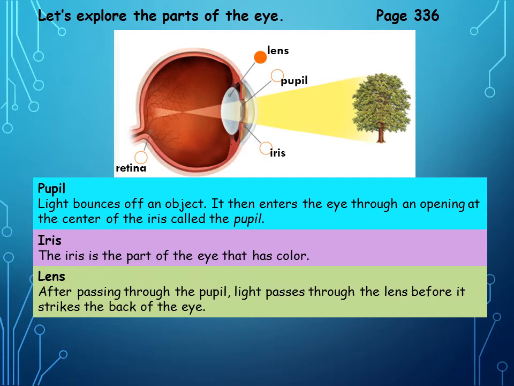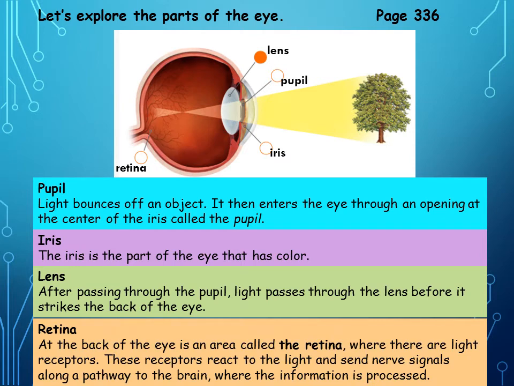And the last one, we have the retina. At the back of the eye is an area called the retina, where there are light receptors. These receptors react to the light and send nerve signals along a pathway to the brain, where the information is processed.